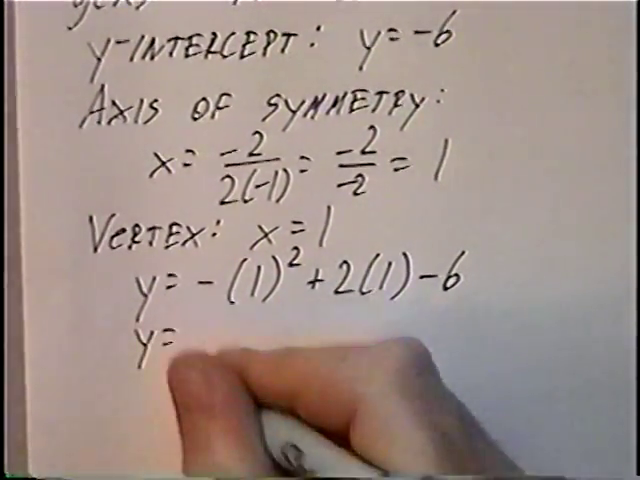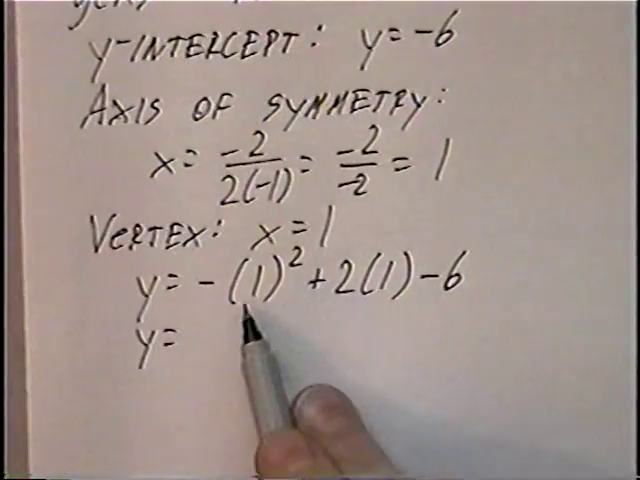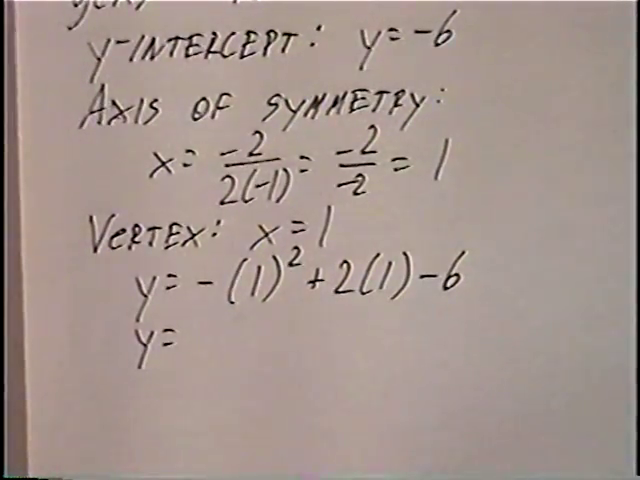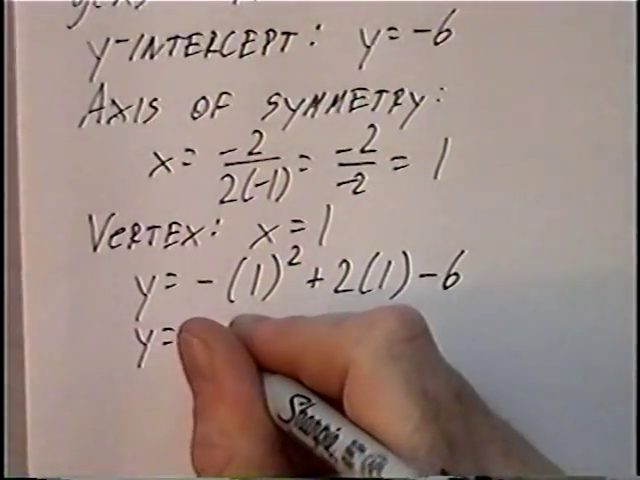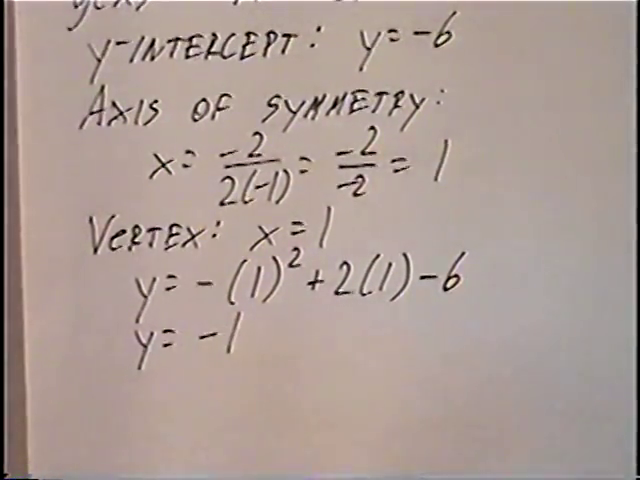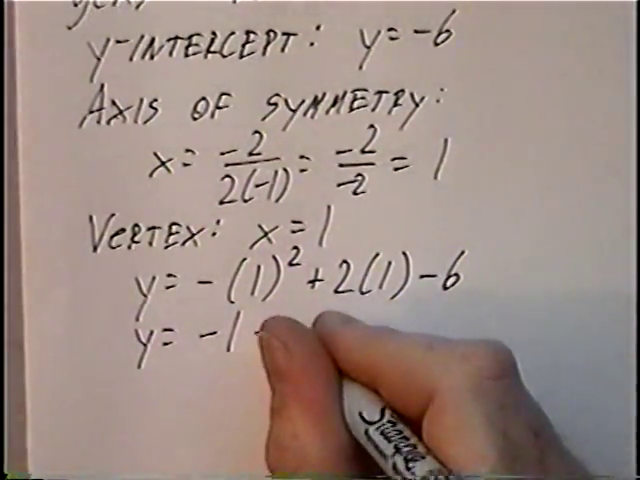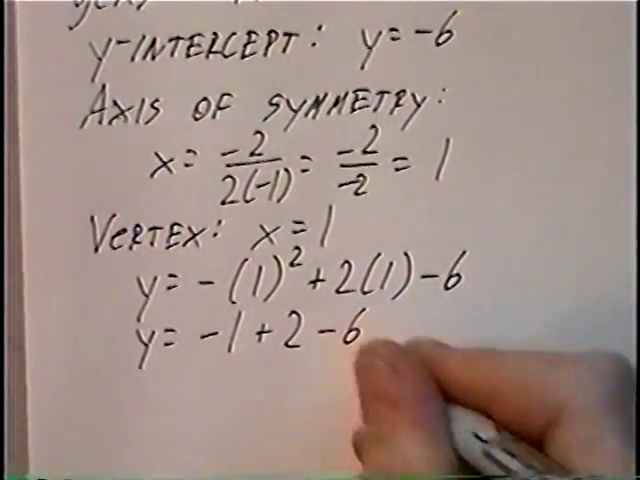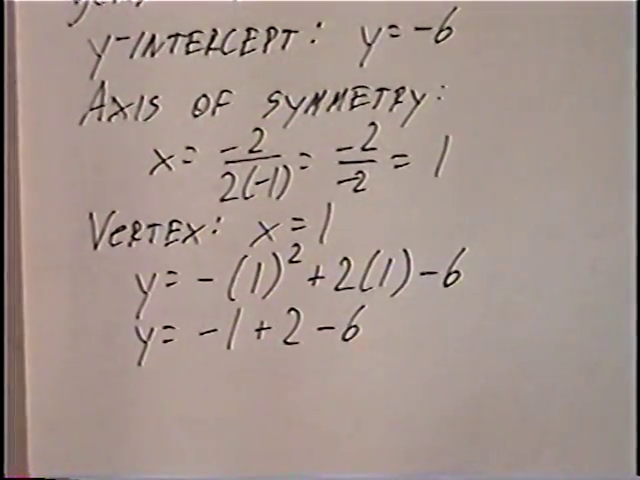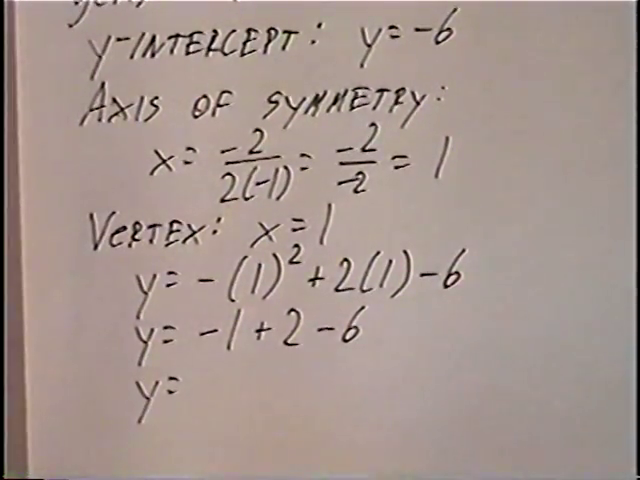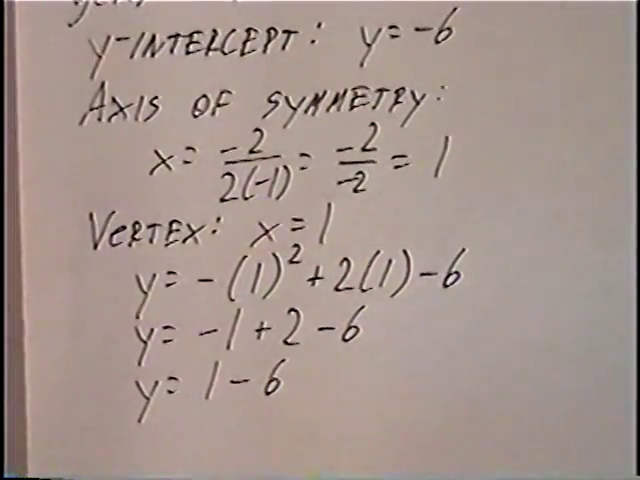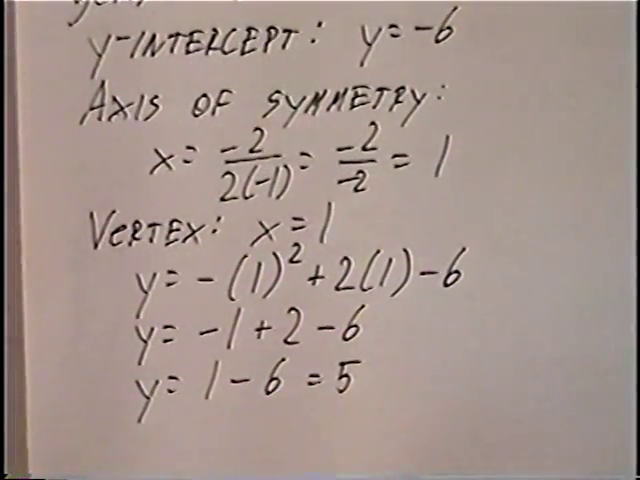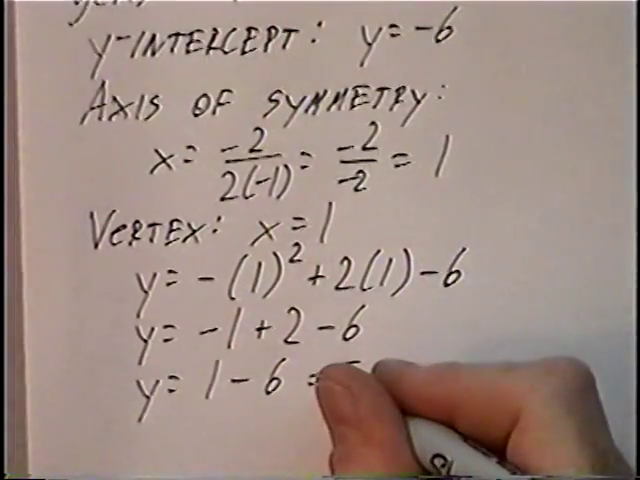Solving from here, again we'll do exponents first before we multiply by negative 1. So 1 squared would be 1, times negative 1 would be negative 1. 2 times 1 would be 2, and minus 6. And again, we'll add and subtract from left to right. So y equals negative 1 plus 2 would be 1. 1 minus 6 would be 5. So y equals negative 5.